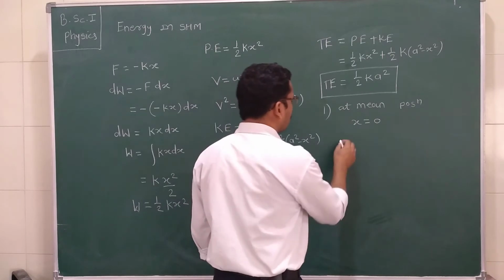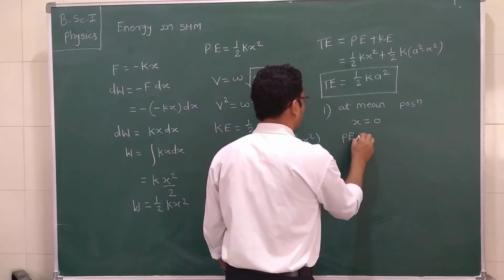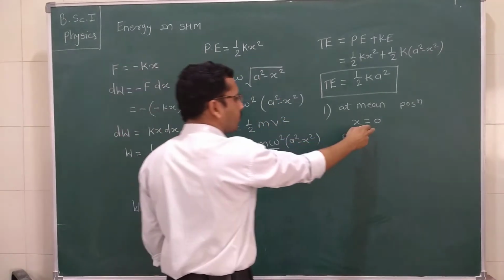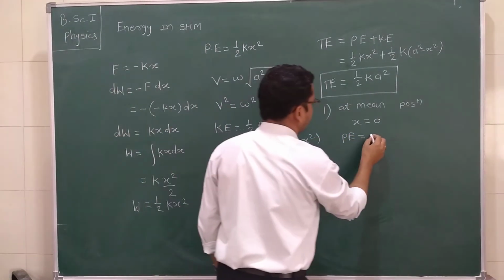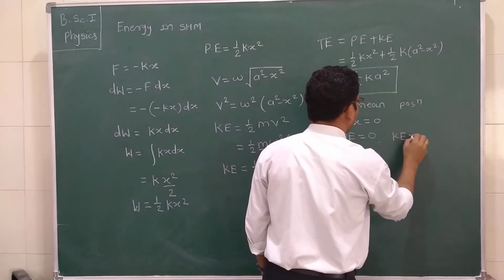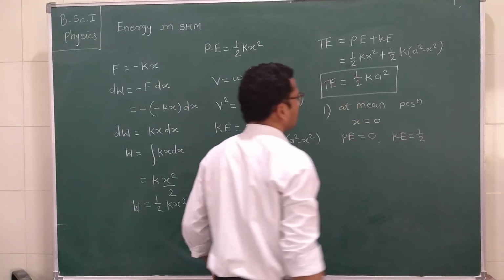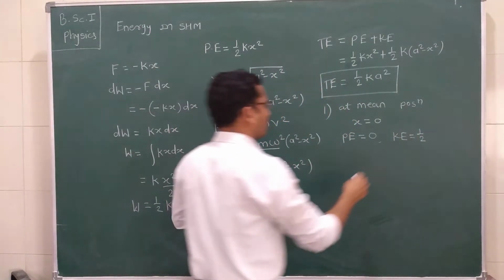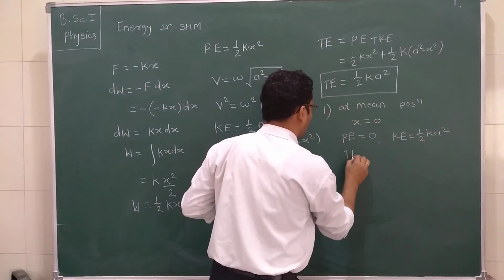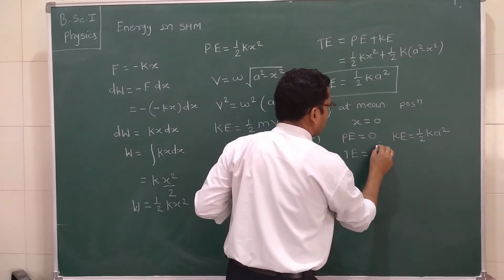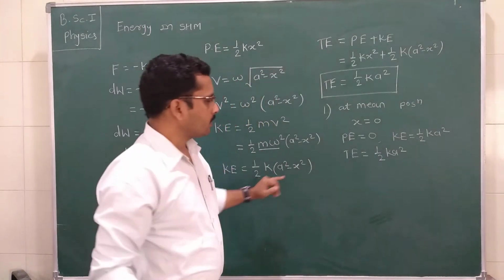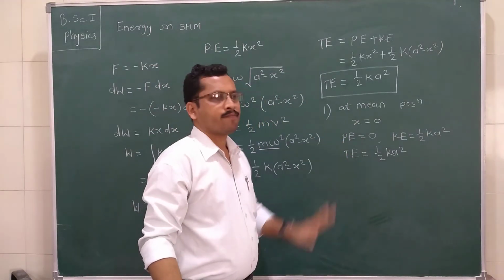If x equals 0, then what is the potential energy? The potential energy depends upon the displacement x, and as x equals 0, we can say that the potential energy is equal to 0. And what about the kinetic energy? Kinetic energy is equal to 1/2 k (a squared minus x squared). If x equals 0, then we can write it as 1/2 k a squared. Therefore the total energy is equal to 1/2 k a squared. So this is the total energy at the mean position.